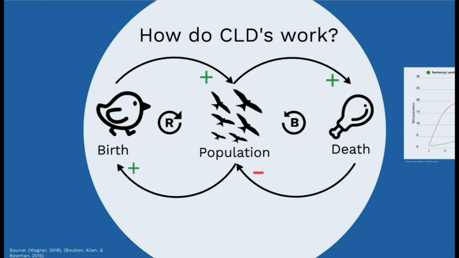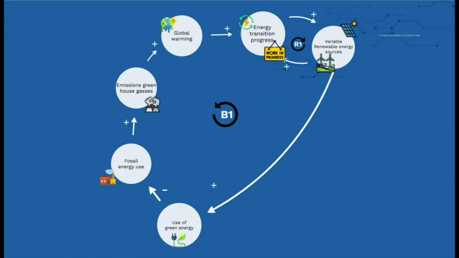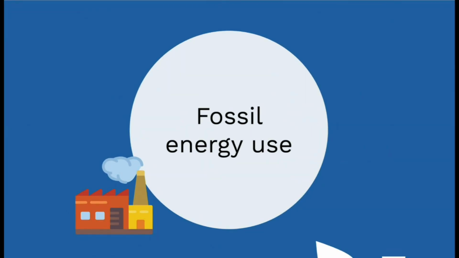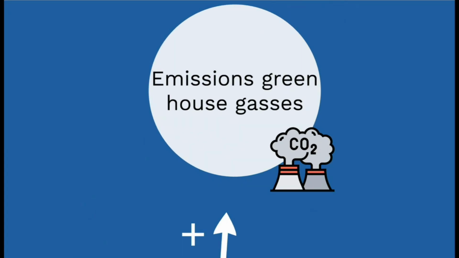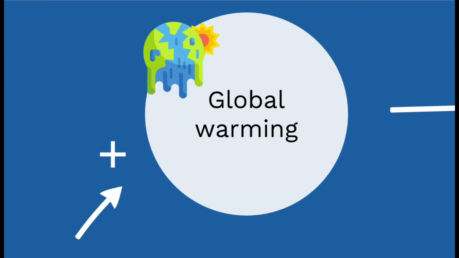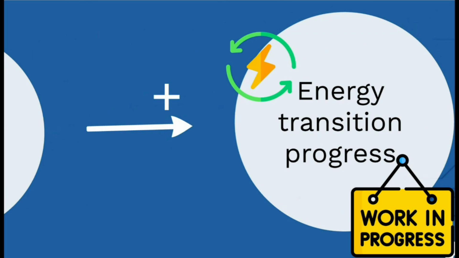Now that we understand how causal loop diagrams work, let's take a look at an important and very actual complex problem. Climate change, the energy transition, and how this affects the Dutch electricity grid. Let's take a look at the first loop in the system of the energy transition, starting at the fossil energy use. Our energy nowadays mainly comes from fossil fuels. Unfortunately, the more we use, the more greenhouse gases we emit. This results in a higher rate of global warming, which leads to a higher urgency to transform the current way we use energy, thus increases the progress of the energy transition.